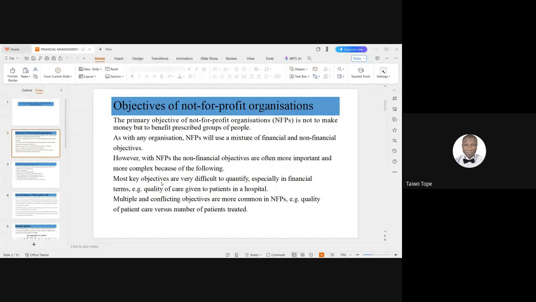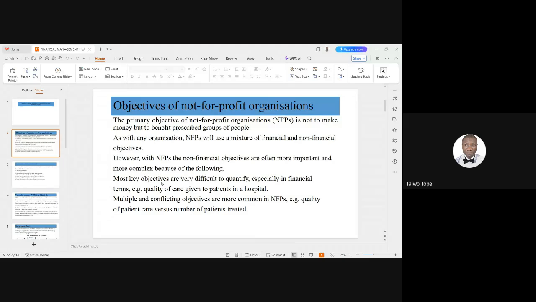Most key objectives are very difficult to quantify in a not-for-profit organization, especially in financial terms, because the quality of caregiving to patients in a hospital cannot actually be evaluated using ratios or financial metrics. Yes, you cannot actually quantify it in terms of money. Multiple and conflicting objectives are more common in not-for-profit organizations, for example, quality of patient care versus number of patients treated. So all these are ways that we measure performance in not-for-profit organizations.